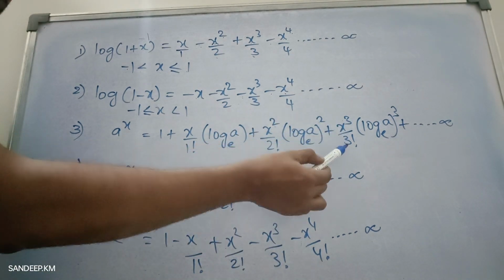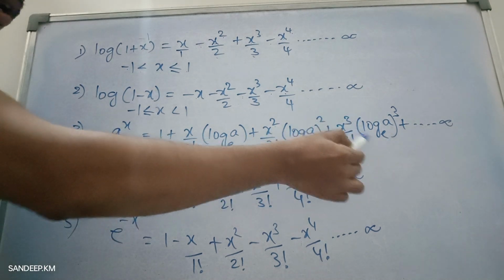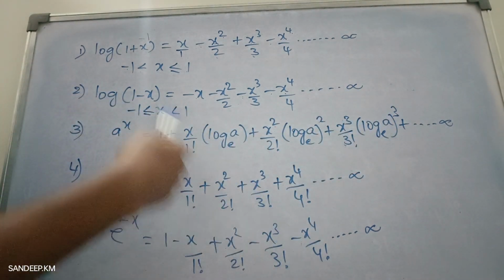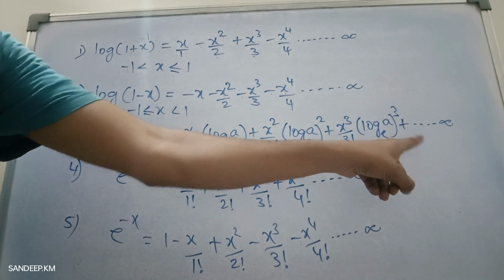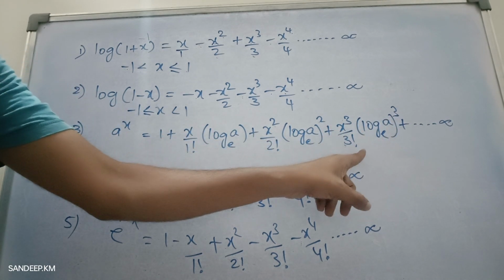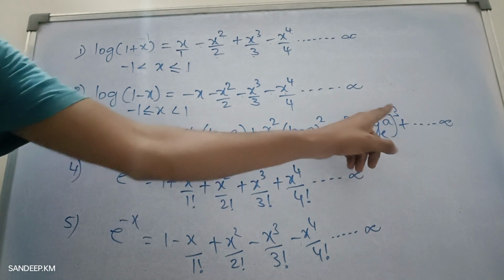Here power is 3 means the denominator will be 3 factorial and log a base e power will be 3 and so on. Okay, now I hope you know what is the next term. What is the next term here? X power 4 by 4 factorial into log a base e whole power 4 and so on.